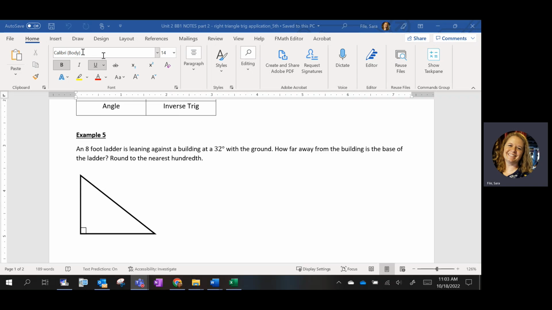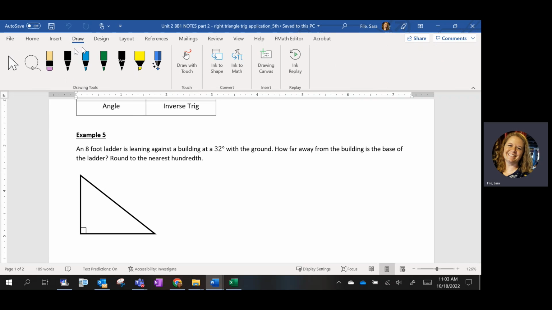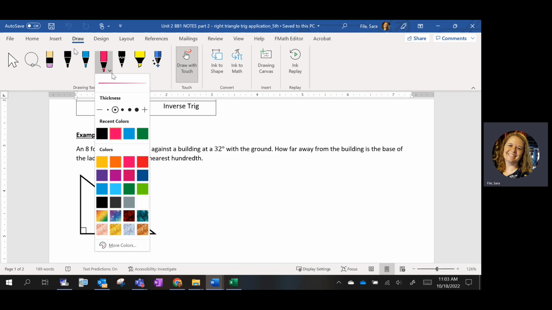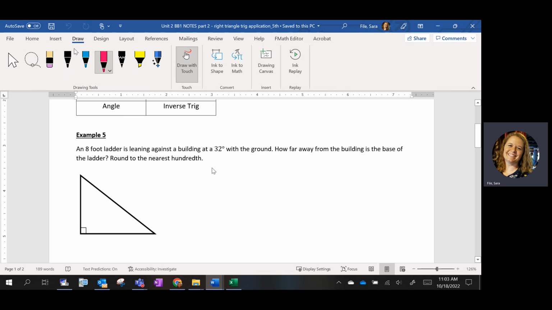Now, these are very similar to what we've been working on. It's just the triangle's not drawn and labeled and set up, ready to go. You have to interpret the word problem so that we can apply our trig to the real world problem. So for this first one, it says that there's an 8-foot ladder leaning against a building at a 32-degree angle with the ground. And it says how far away from the building is the base of the ladder.